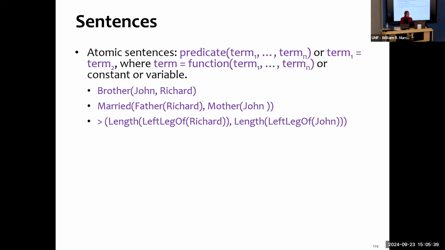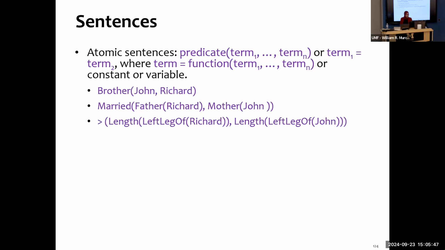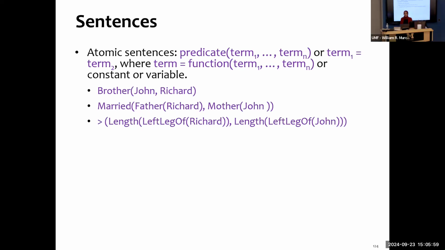Now this one: the father of Richard and the mother of John are married? Yep. Okay, next. The length of the left leg of Richard is longer than the length of the left leg of John. Yep. Is that clear? So this is just how to write things. It's like encoding the real world, okay?